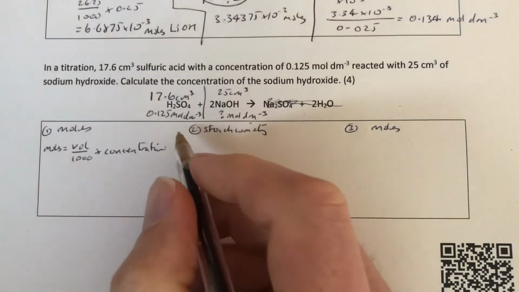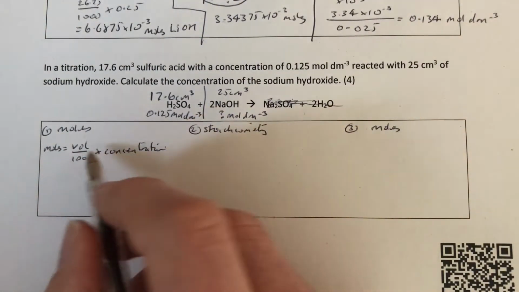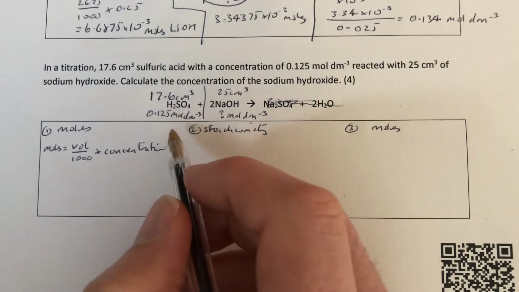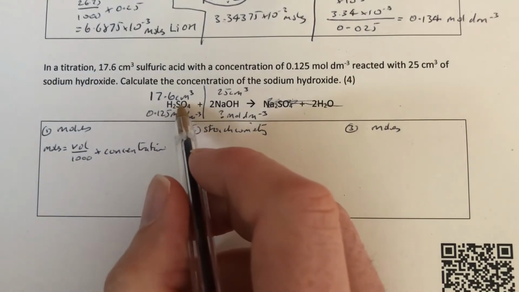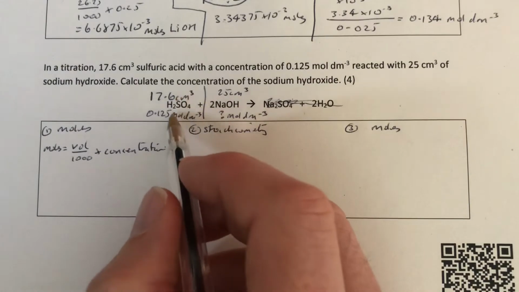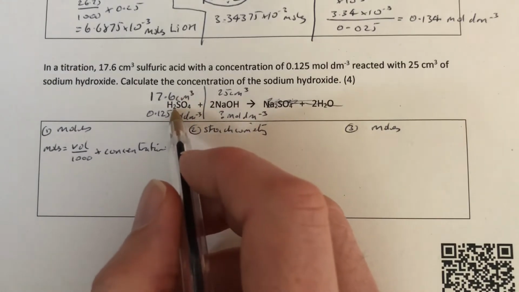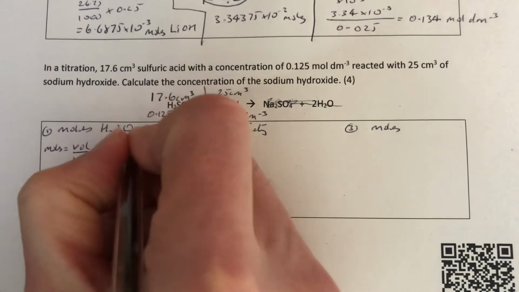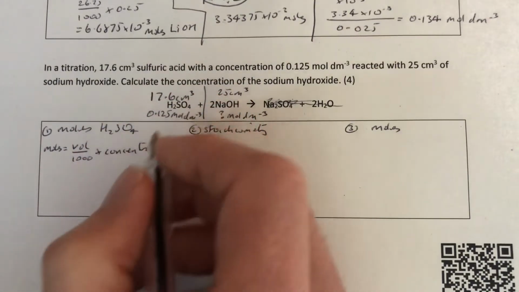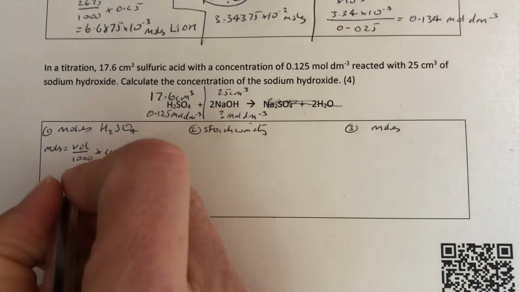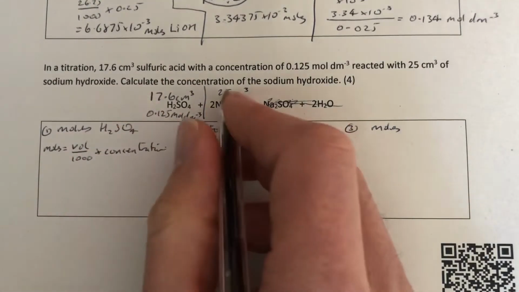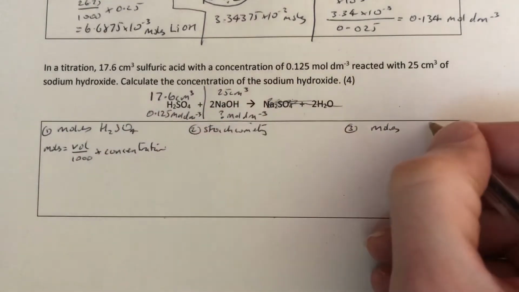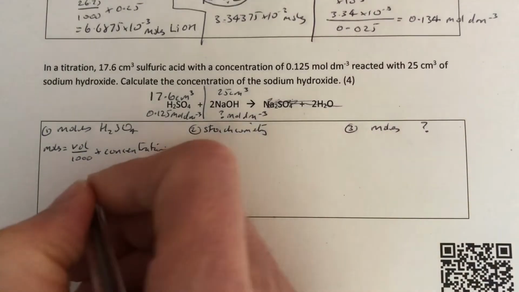Okay, now, it's important to plug the right numbers into stage 1. In stage 1, we use the substance that we have all the data for. So we've got a volume and a concentration for sulfuric acid, so we use that in stage 1. So stage 1 is going to be moles of sulfuric acid. Let's write sulfuric acid down there and get in the habit of doing this, because it's really important we use the right data. The question mark is going to be the sodium hydroxide, so that's actually going to be stage 3, so we're going to write question mark over there if that helps.